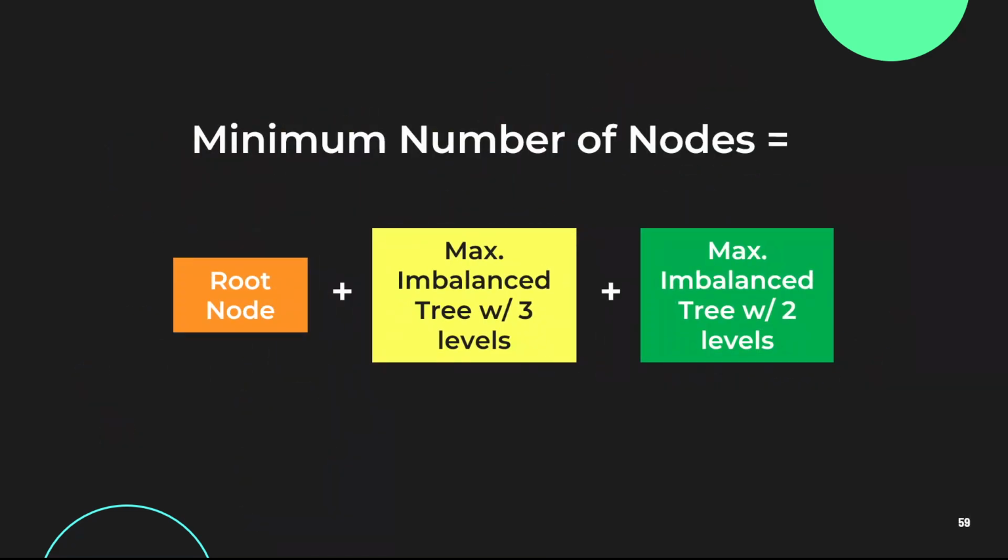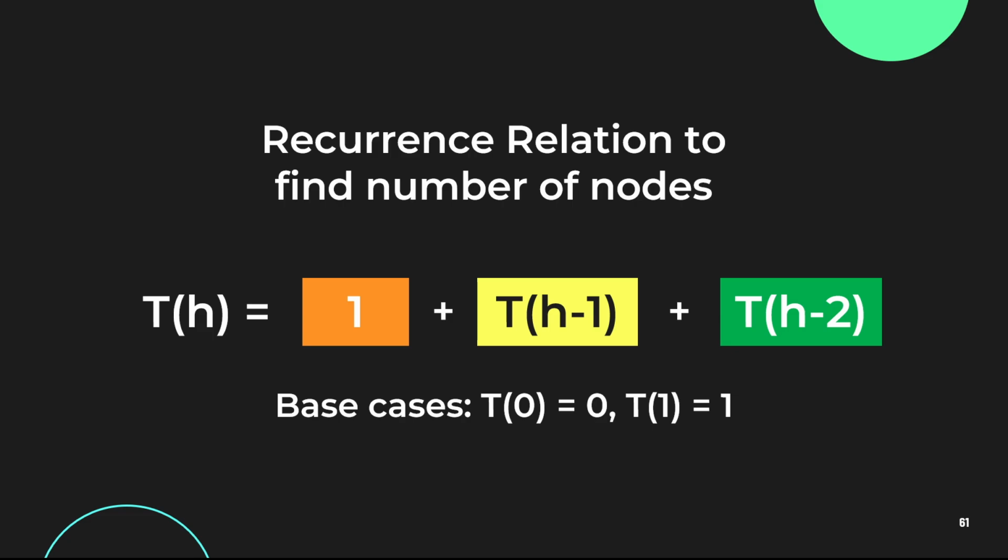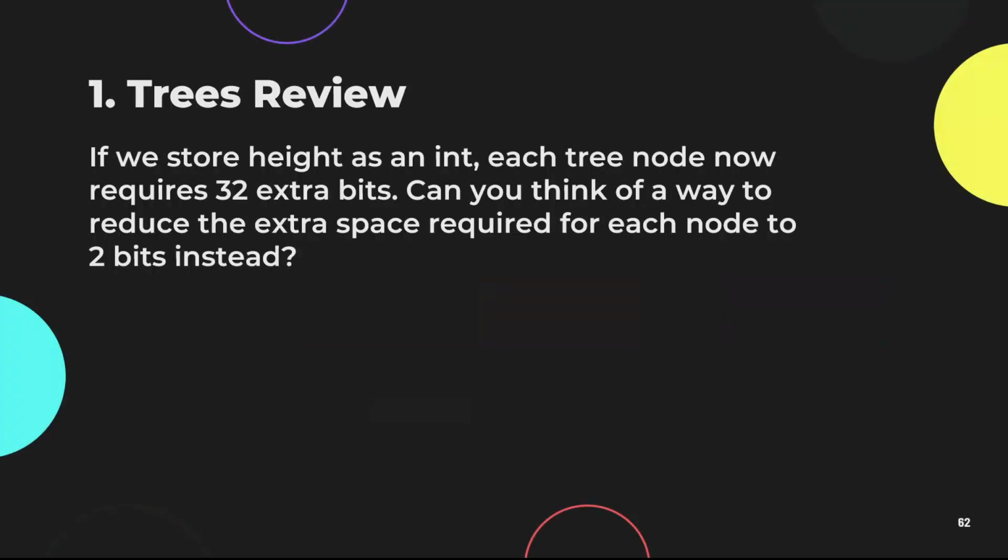If I want to write this as the minimum number of nodes I need, there will be 1 node for the root, plus the number of nodes in the left, h minus 1, plus the number of nodes in the right, h minus 2. So I can write this as a recurrence relation, and this is what I will get: number of nodes is 1 plus number of nodes in my left subtree plus number of nodes in the right subtree, with the following base cases. So this would be the recurrence relation. Any questions? No questions, we can move on. So far I assume you understand.